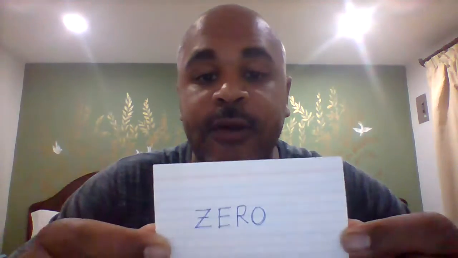Okay, so as we know, conditionals describe a condition and the result that follows. They always have two parts to them. You'll have what's called the if clause and the result clause that follows. Okay, so today we're going to start off by talking about zero conditionals.